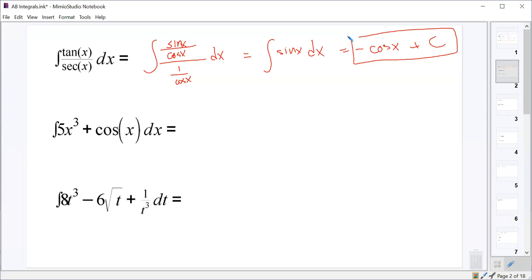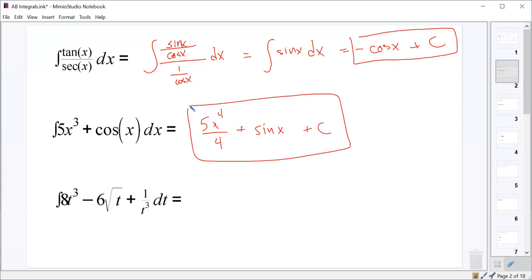So what about this next one? 5x cubed. What should 5x cubed become? 5x to the 4th divided by 4. And what should cosine x become? Sine x. Just sine x, right? We know the derivative of sine is cosine, so the integral of cosine should be sine. And don't forget plus the constant. And that's on your sheet. So everything on that sheet you should memorize in the next day or two. Okay.